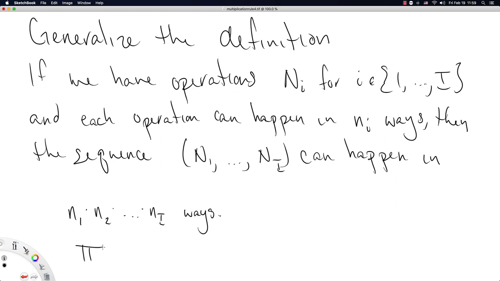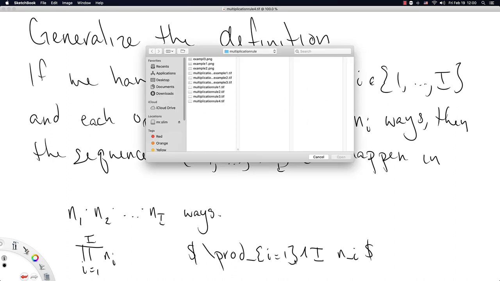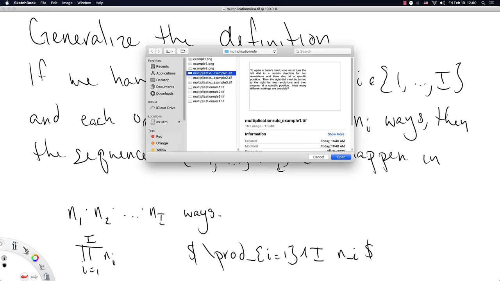And we might want to write that in simpler notation like that, which in LaTeX you can get out as prod_i=1 to capital I of N_i, and this is a caret, shift 6. Okay, so I have typed out 3 examples for us. Let's get them going in order.